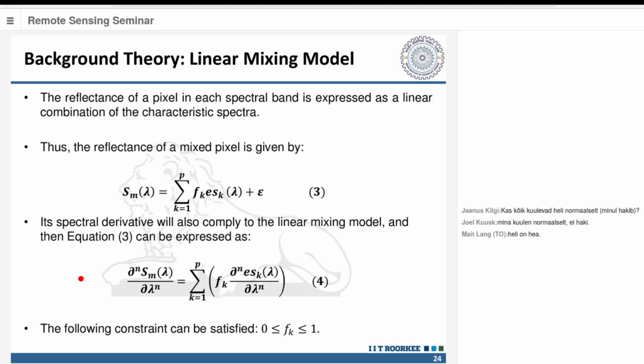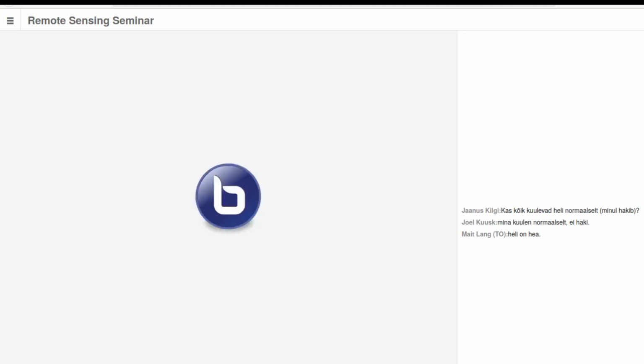And we assume that its spectral derivative will also comply with the linear mixing model, and then equation three can be expressed as such after taking the derivative of the linear mixing model, and the constraint can be satisfied here. The value of the fractional abundances must be between 0 and 1 or equivalent.